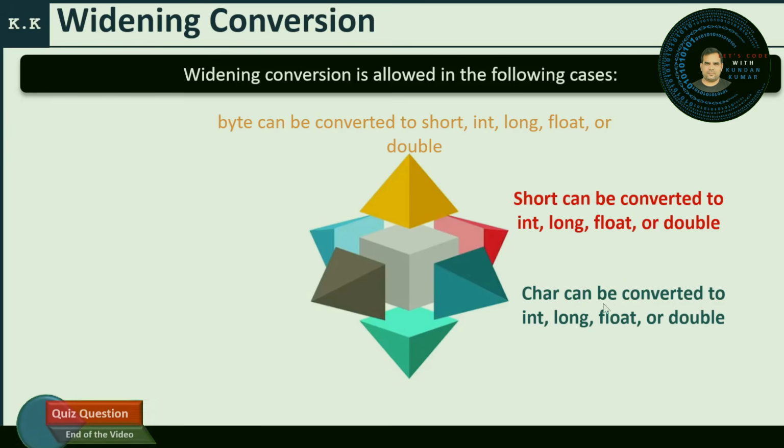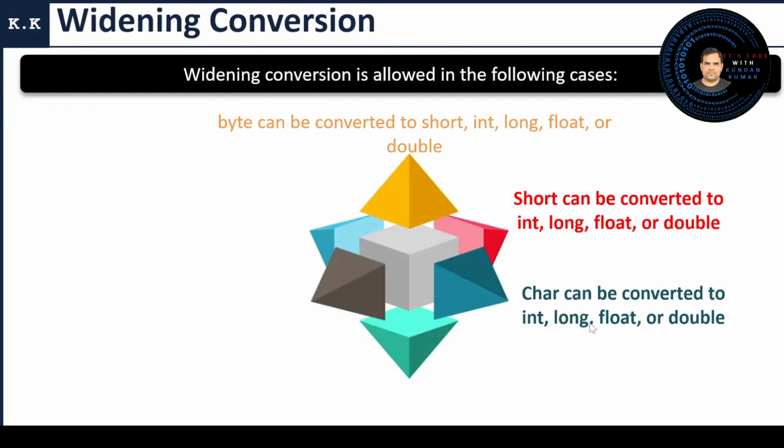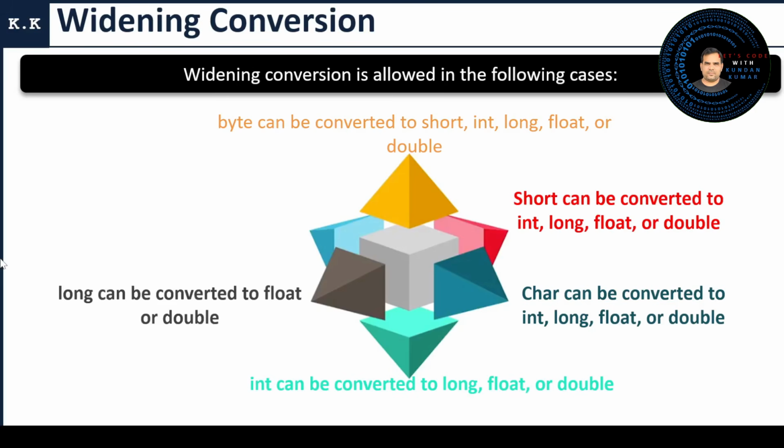Character can be converted to integer, long, float, or double. Again, character is 2 bytes, integer is 4 bytes, long is 8 bytes, float is 4 bytes, double is 8 bytes. So smaller to bigger. Integer can be converted into long, float, or double. Likewise, long can be converted to float or double, and lastly float can be converted to double. So that is what Java supports automatically.